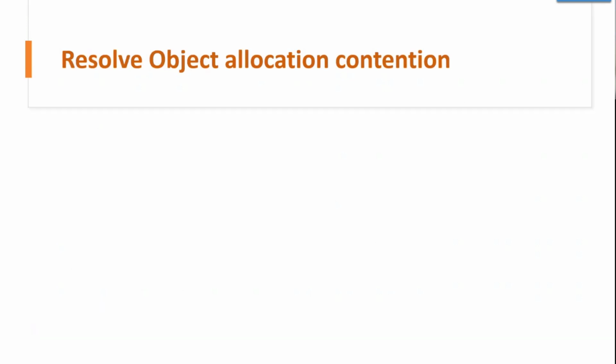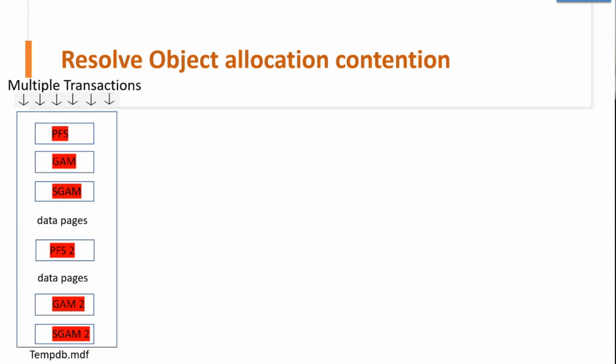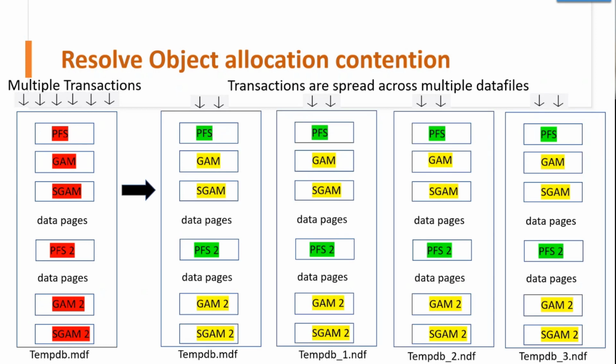All right, so now that we know how to identify it, how do we resolve it? Let me bring that picture back again here. Multiple transactions are hitting that data file, causing contention. Here we have only one data file. Imagine you have multiple data files. What happens? Now transactions are spread across multiple data files. SQL Server round robins across the data files, the allocations get spread, and that's how the contention gets mitigated.